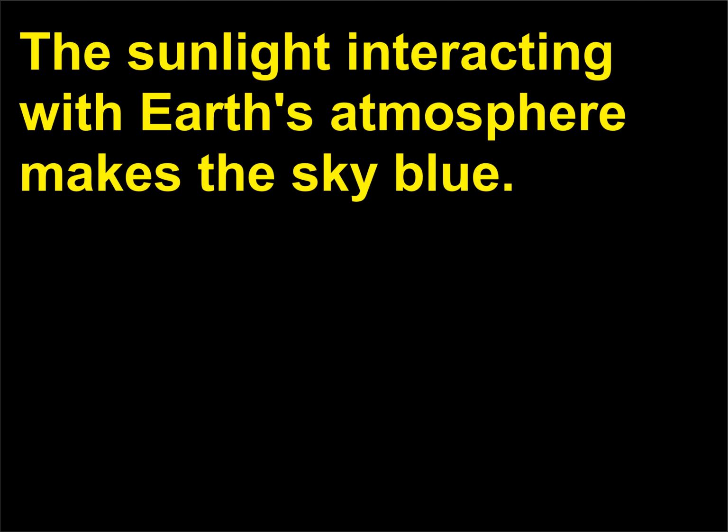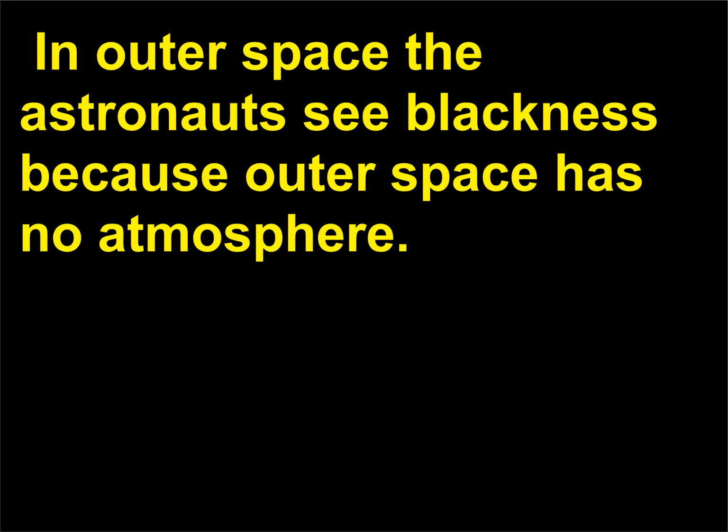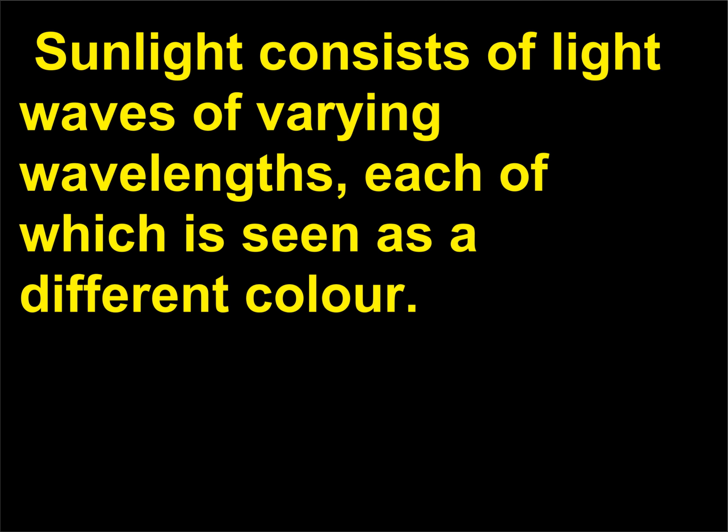Why is the sky blue? The sunlight interacting with Earth's atmosphere makes the sky blue. In outer space, the astronauts see blackness because outer space has no atmosphere. Sunlight consists of light waves of varying wavelengths, each of which is seen as a different color.